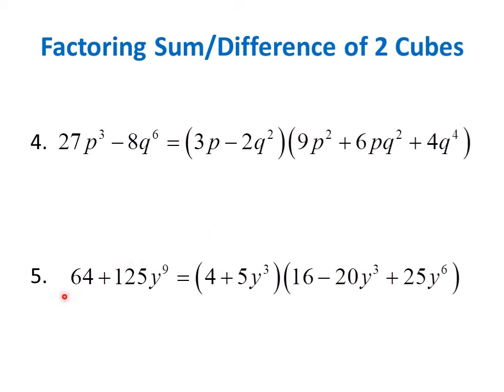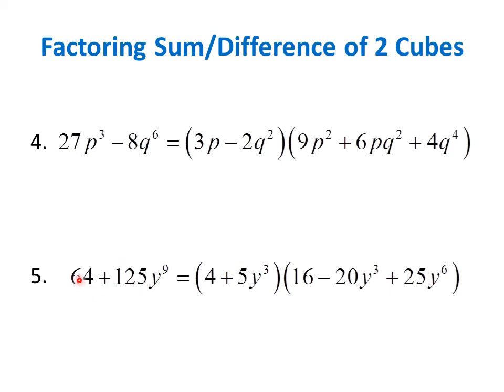Lastly, we have this example. Let's say we have to factor 64 plus 125 times y to the 9. Okay, first question, do we have a common monomial factor? No, because 64 and 125 do not have a common number or factor. Okay, is this a sum of two cubes? Let's check. Can we get the cube root of this one? Yes. Can we get the cube root of the second term? Yes. So this is a sum of two cubes.